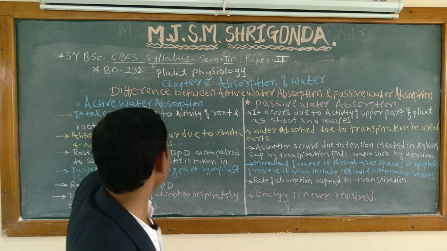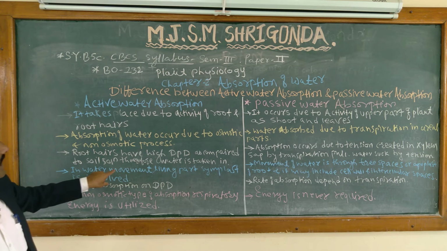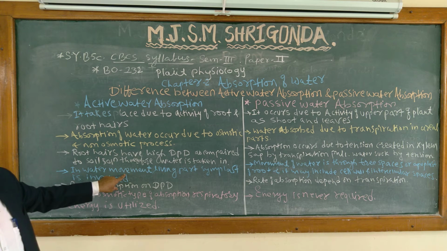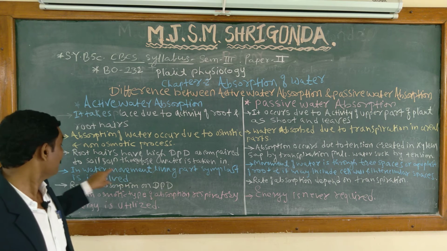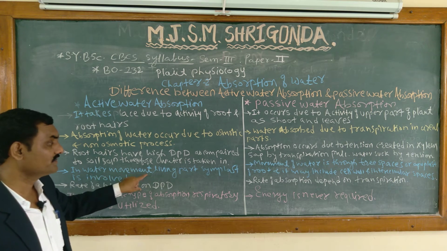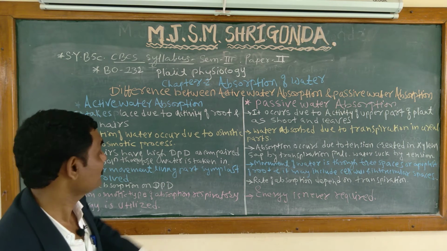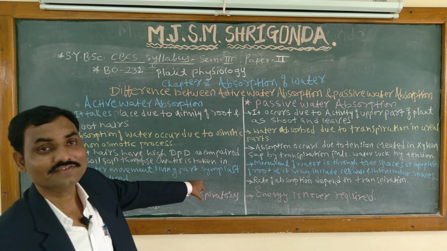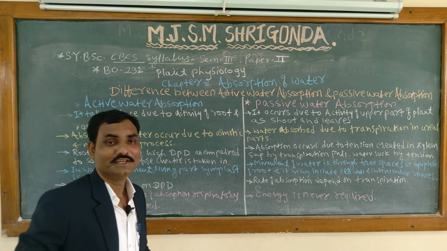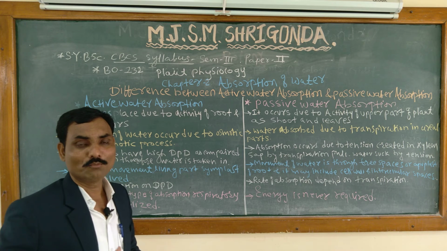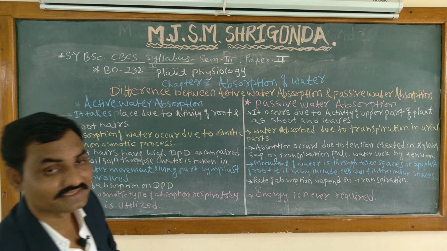Then what is the next point about active water absorption? In water movement, there is a movement of water, we know that. In active water absorption, the living part of the plant, that is the symplast, is involved. In that transport, movement of water takes place in living cells, that is called symplast.